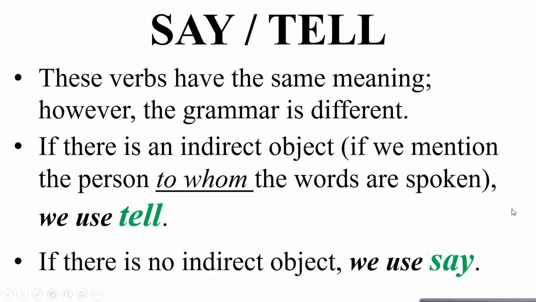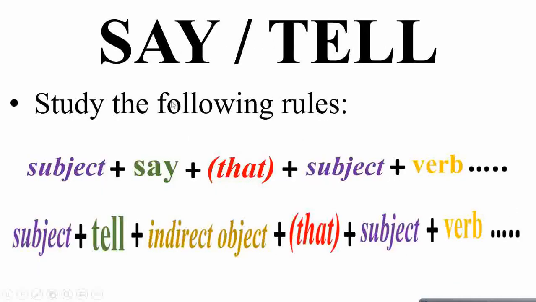So the formula for your sentence construction is: subject, followed by the word say, followed by that (again, this can be optional), followed by another subject, and then the verb comes. However, when it comes to the word tell, you have a subject followed by the word tell, then an indirect object, which is not optional, it should be there, followed by that, followed by a subject.